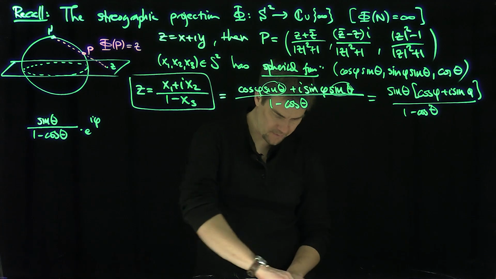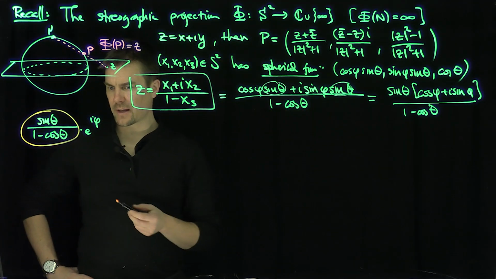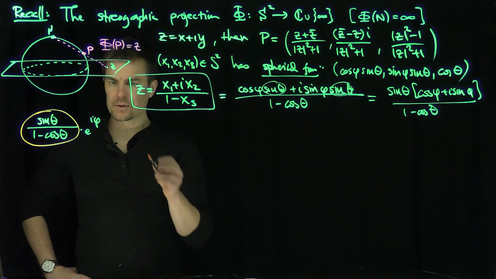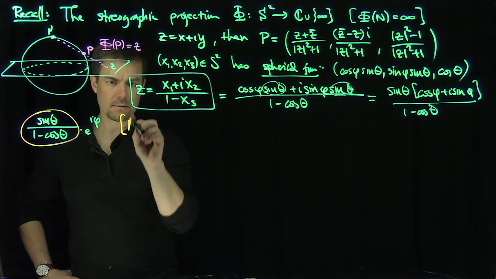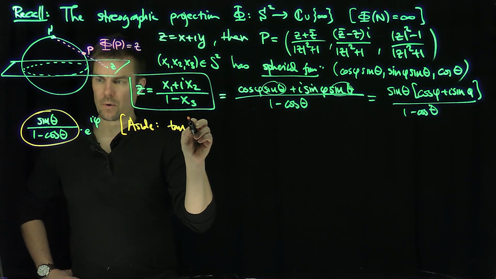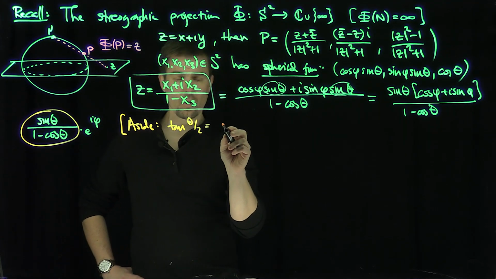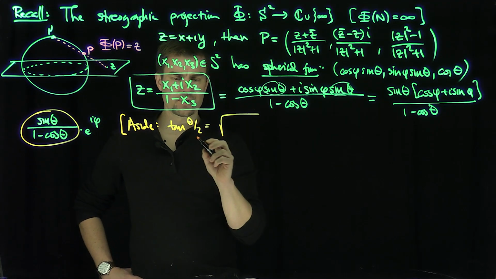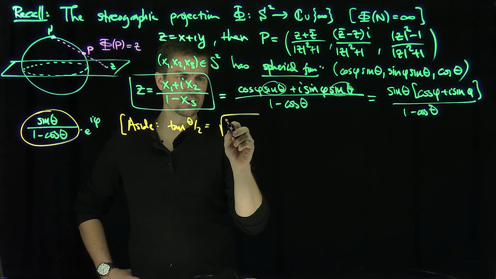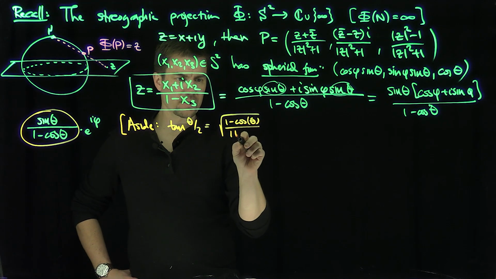We'll simplify this a little bit. So this comes up all the time in trigonometry. If you think back for days, right? That's like the half angle formula for tangent, I think. So here's a side. The tangent of theta over 2 is the sine of theta over 2 over the cosine of theta over 2, which is the square root of 1 minus the cosine of theta over 1 plus the cosine of theta.